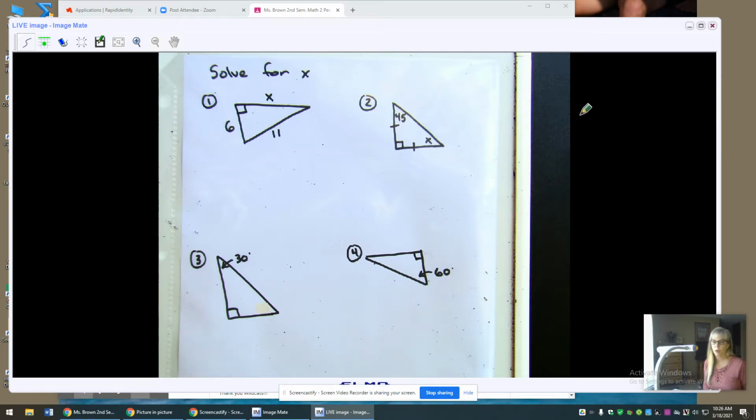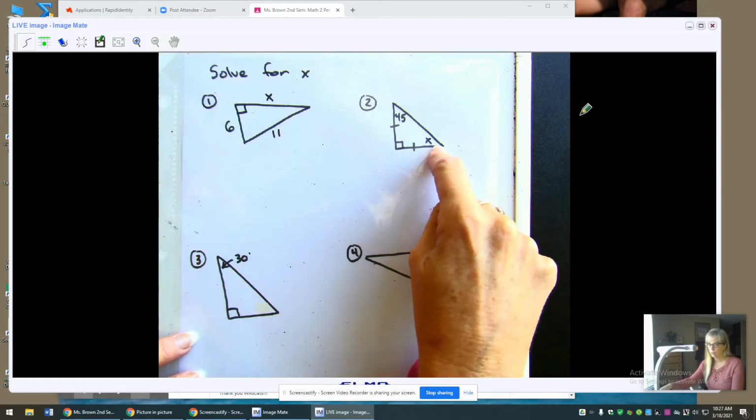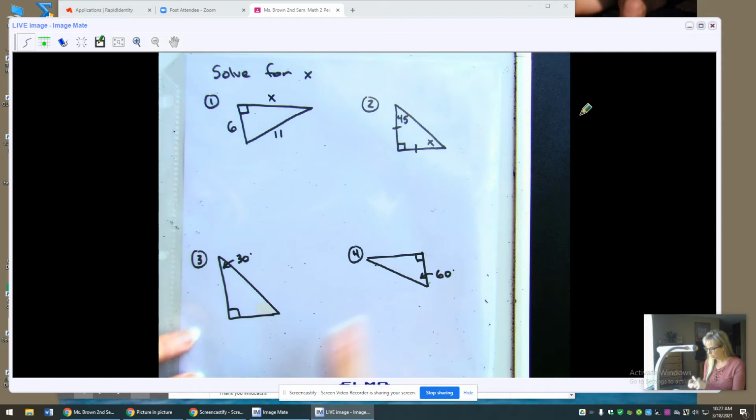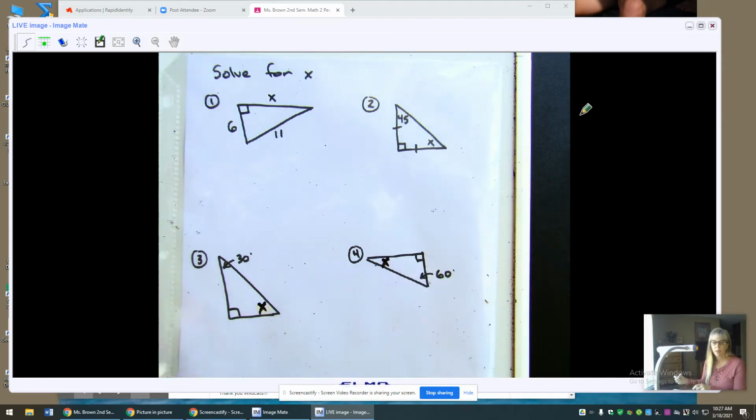2, 3, and 4 all have information about angles, and we're looking for an angle. Same with these, although I didn't put the x values. So let's do that. Sorry about that. So problem number 1, though, is exterior side lengths, and we're looking for one of those sides.